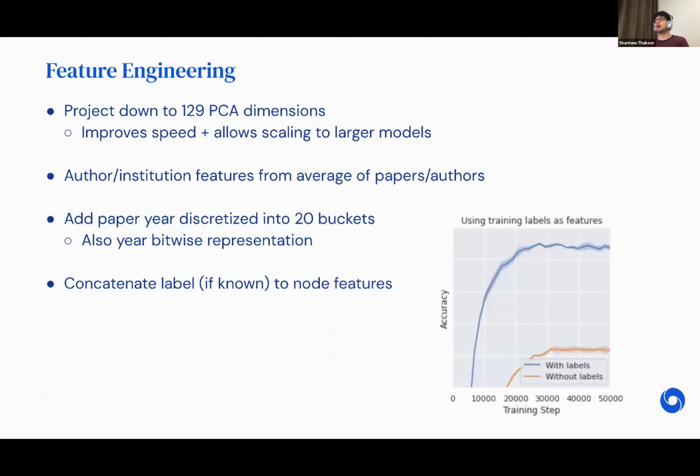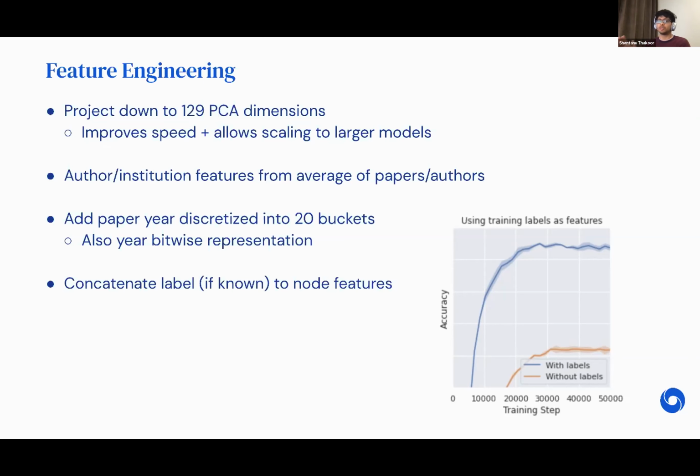Okay. Then getting down to the feature engineering. One of the things we first noticed was that the 768 dimensional BERT embeddings are probably too big. So we tried projecting them down to 129 dimensions using PCA. And this gave almost the same results, but most importantly, it improved our iteration speed and allowed scaling to much larger models to get better performance.